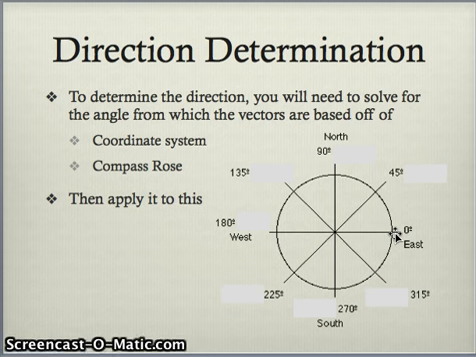If you decide to use a compass rose, the compass rose is pretty much the only determining factor for direction: north, south, east, and west. Okay? If it's exactly between north and east, we call it northeast, which is exactly halfway between 0 and 90 degrees. Same thing with northwest, southwest, and southeast.